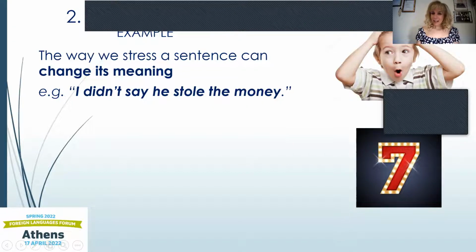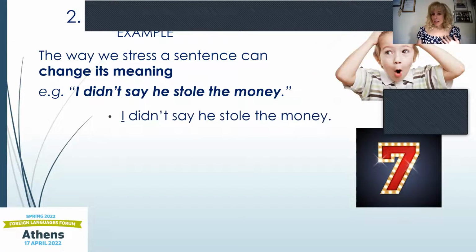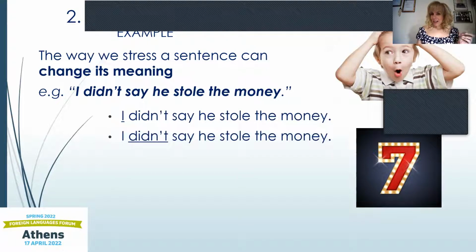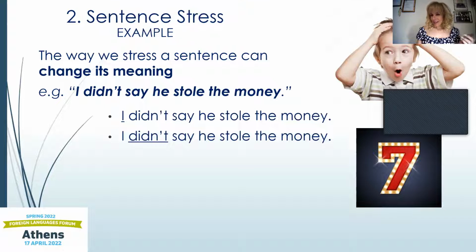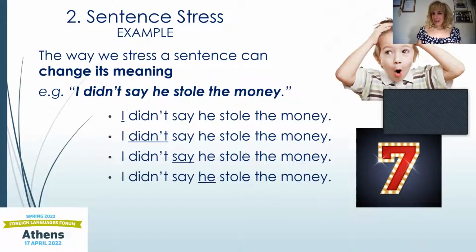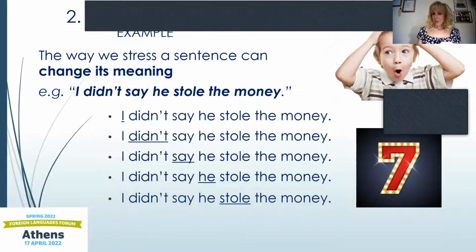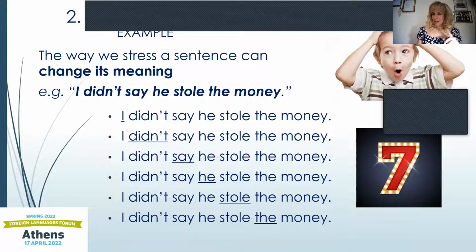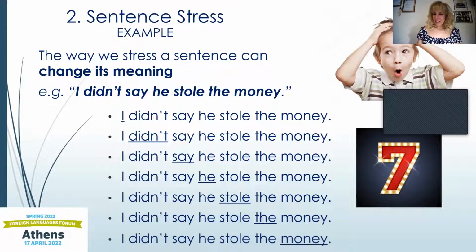Yes, let me act it out for you. I didn't say he stole the money. Someone else did. I didn't say he stole the money. I implied it. I didn't say he stole the money. Okay, maybe I wrote it down or anything. I didn't say he stole the money. I implied that someone else did. I didn't say he stole the money. Maybe he borrowed it. I didn't say he stole the money. Okay, maybe it's some other cache of money. And finally, I didn't say he stole the money. Maybe he stole some jewelry.